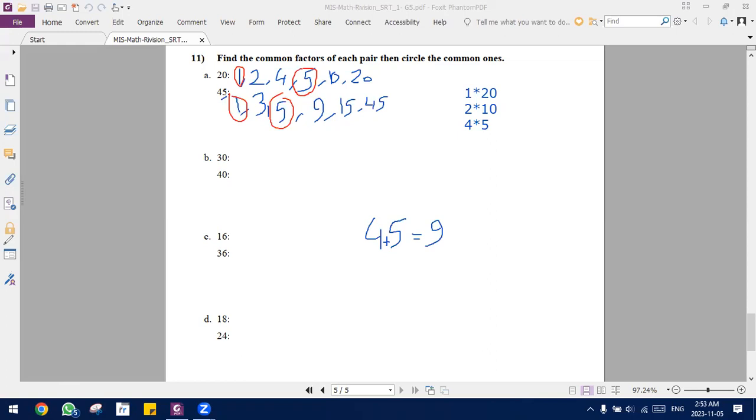Now let's do it for 30. For 30, it's 1 times 30. Then 2 times 15. Then 3 times 10. Can I divide by 4? No. Can I divide by 5? Yes. Which is 5 times 6. Then can I divide by 6? I already have it. So we stop here.